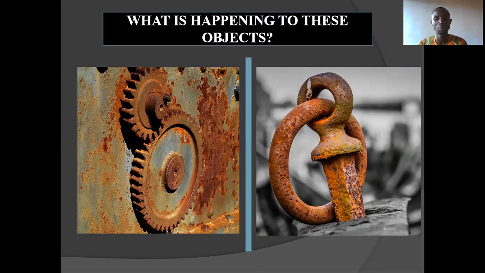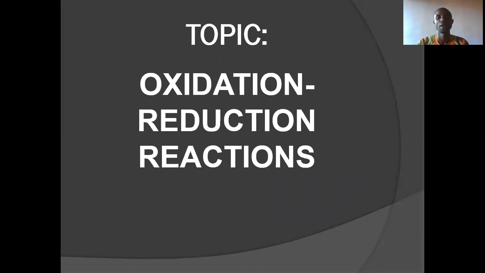And the water molecule, the oxygen that is affecting the whole thing, the oxygen is being reduced. So reduction is also taking place simultaneously. As the iron is being oxidized, the oxygen is being reduced, and it occurs simultaneously. This is what leads us to what we have for today called oxidation reduction reaction. Our topic for today is oxidation reduction reaction.